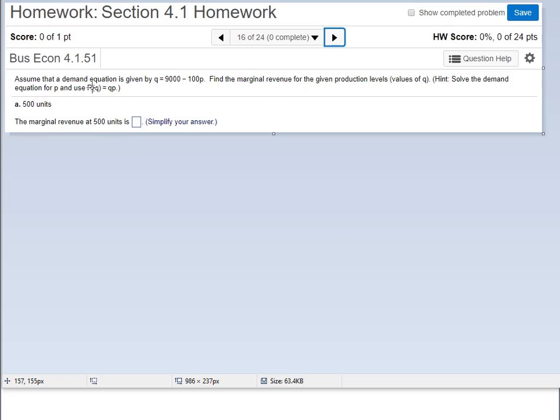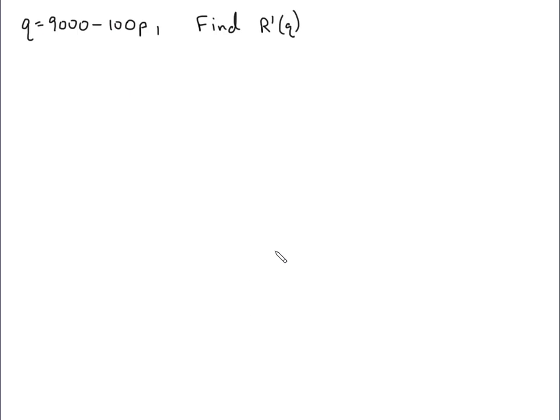Either way, revenue is defined to be quantity times price, price times quantity, whatever order you want to put it. Since we're taking Q as the input, we want to have everything in terms of Q. Okay, and that's why it says here, hint, solve the demand equation for P, and then use this revenue equals Q times P equation. So anyway, the first thing we want to do, solve the demand equation for P. So we'll do that first.